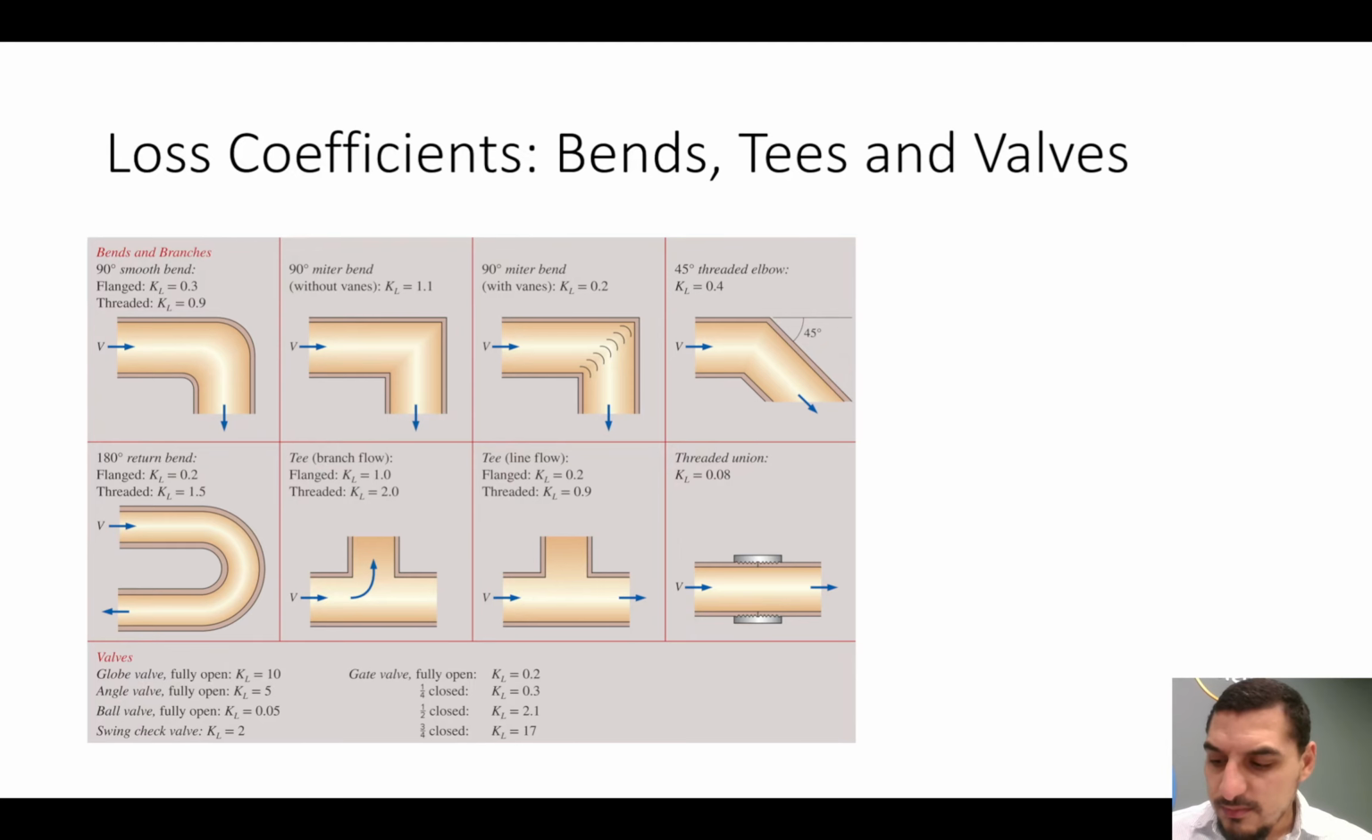Hello, everybody. We are still discussing the minor losses and the sources of minor losses. And in this video, we're going to discuss the last two cases or sources of minor losses. The first is the bends and branches, which are sometimes called the fittings.